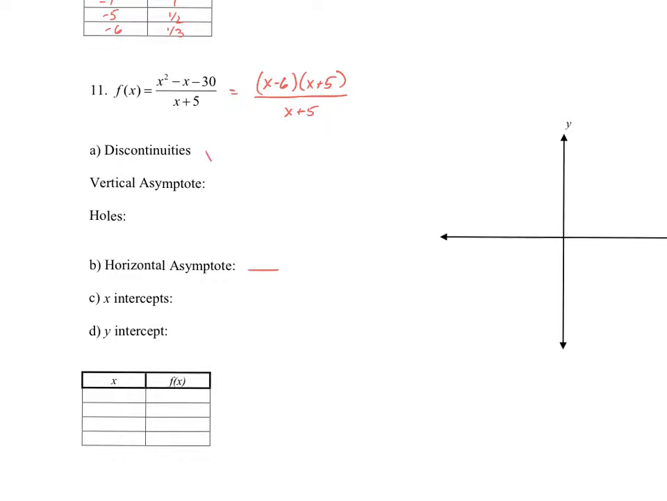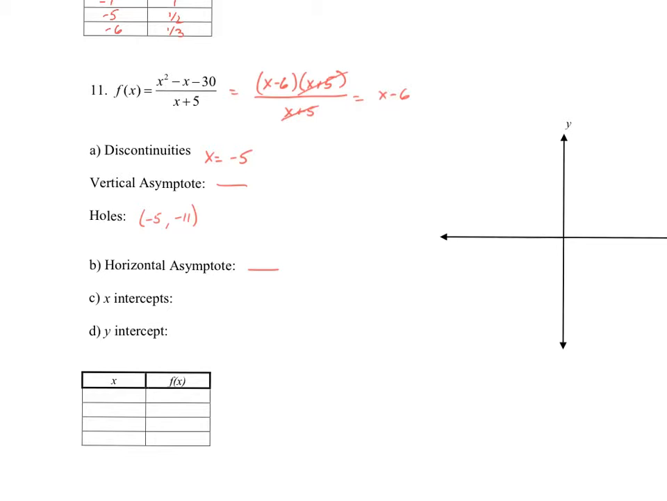So I know there's a discontinuity where x equals negative 5. Now, because I can cancel out that factor, I know that that discontinuity is a hole. So I know that there's a hole where x equals negative 5. Now, if there is a hole where x equals negative 5, and that's the only discontinuity, that means there is no vertical asymptote. So I'll get rid of those. Now, to find the y-coordinate of the hole, we'll plug negative 5 into the simplified function, and that hole will be at negative 5 comma negative 11.